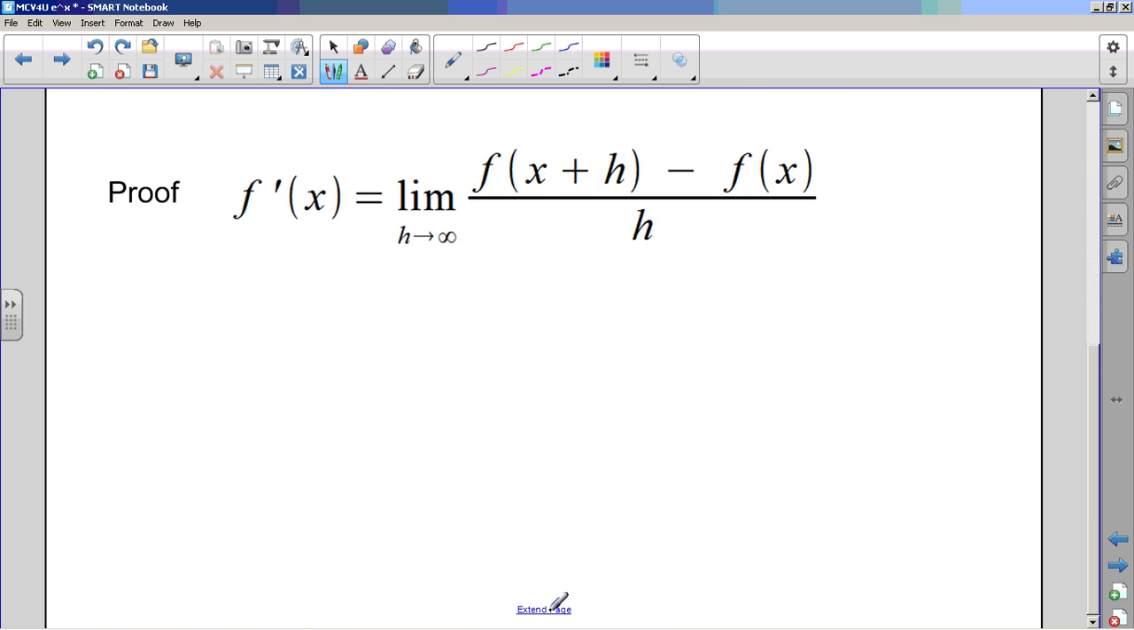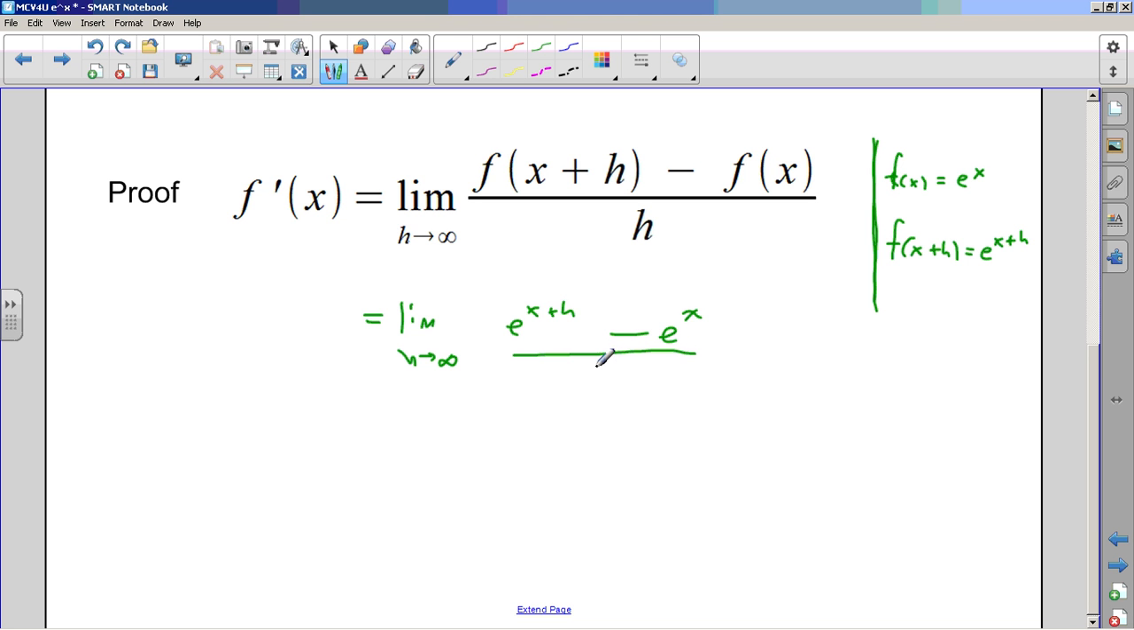Here's the proof. And one of your classmates or group members last day was asked to prove this from first principles, but I'm going to do this. I have f of x is e to the x, and f of x plus h is e to the x plus h. And so there's the definition of the derivative from first principles. Limit as h tends to 0. So what's this? This is e to the x plus h minus e to the x, all over h.